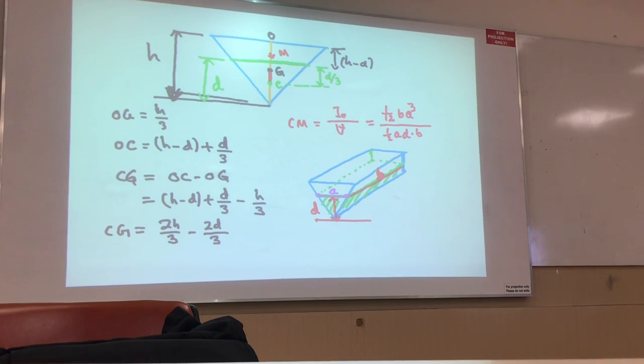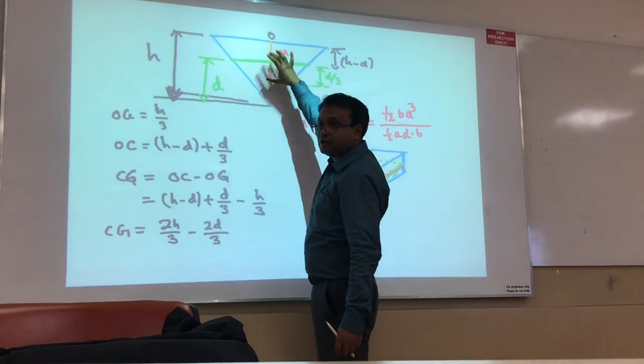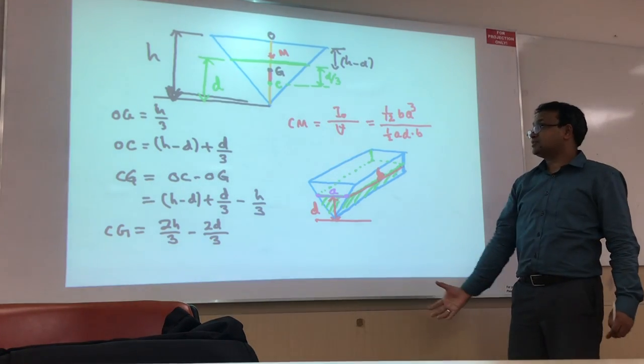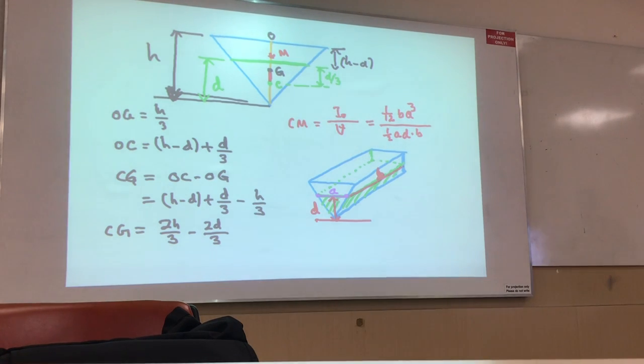Alright? Then you can find the distance CM from here to here. Now you compare which one is bigger, CM or CG. Correct? If CM is bigger than CG, the object is stable. Right? Or I can write, if CM minus CG is a positive number, right? Any positive number, the system is stable.